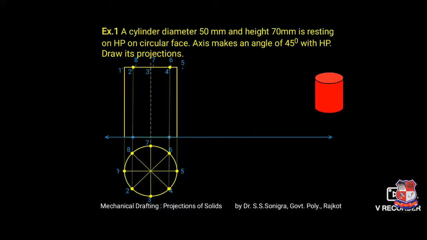Now we have drawn the first line: a cylinder of diameter 50 mm, height 70 mm is resting on HP on its circular base. So this cylinder has a circular base, and it is resting on HP. So this is the front view and this is the top view.